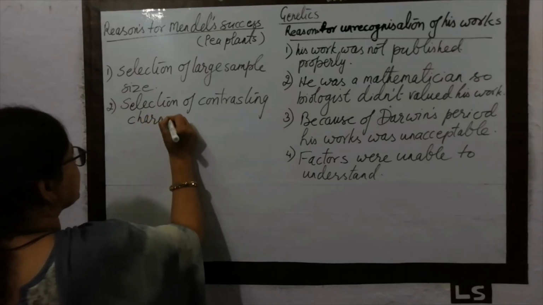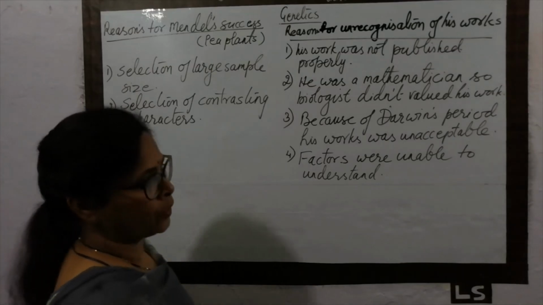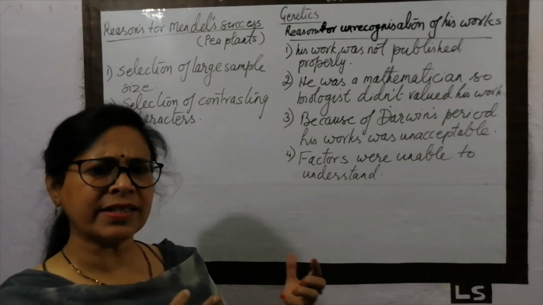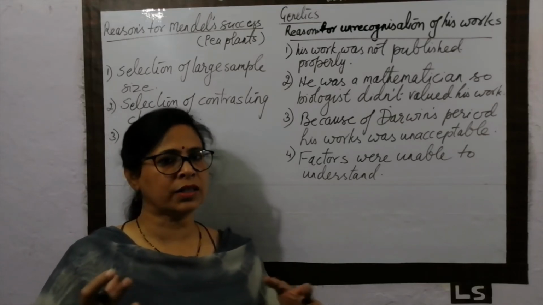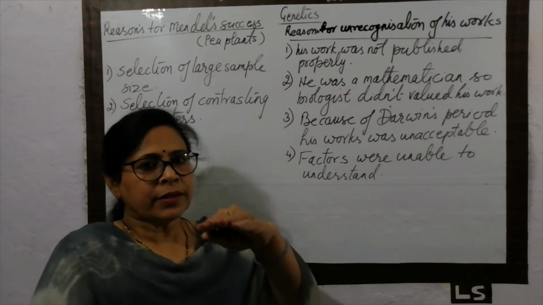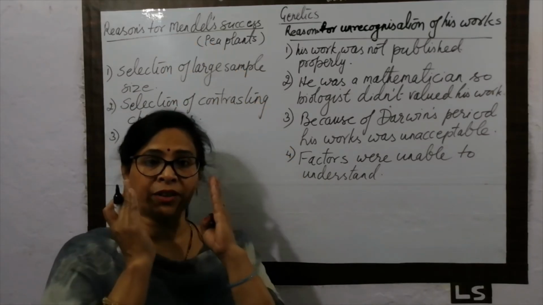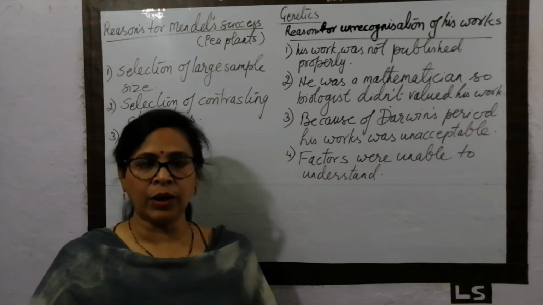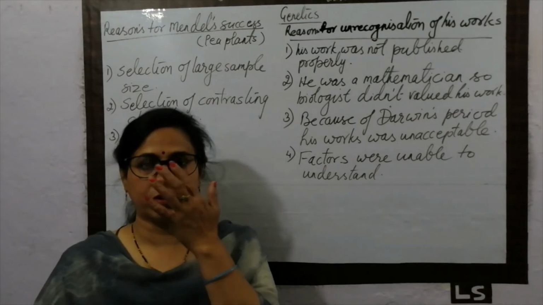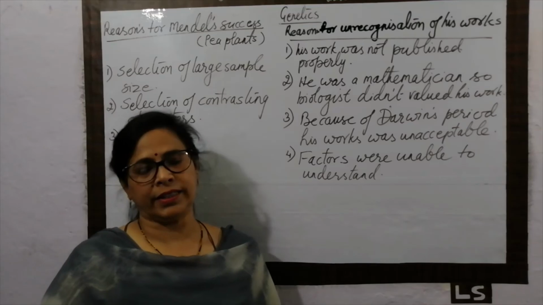Contrasting characters means characters which are just opposite to each other. If we say tall and dwarf, it is not large, larger, small, smallest. It is not calculated on that basis. He easily divided two different traits: if one is large or tall, then the other one is dwarf. So they are just contrasting, just opposite to each other.